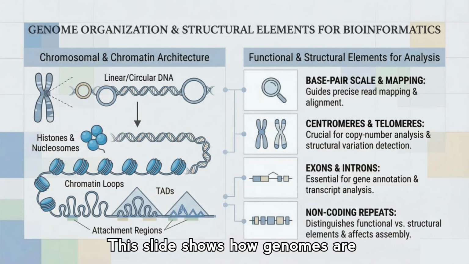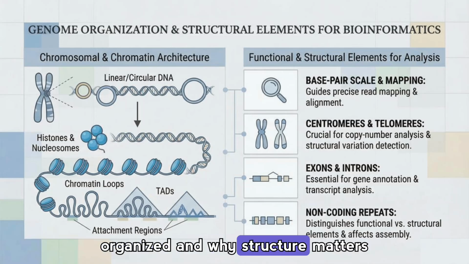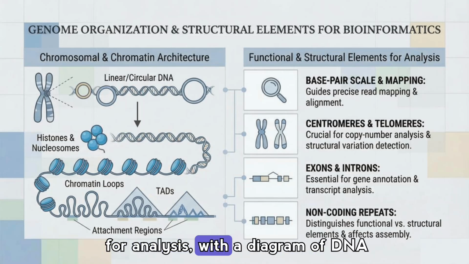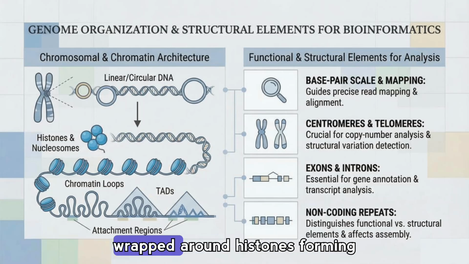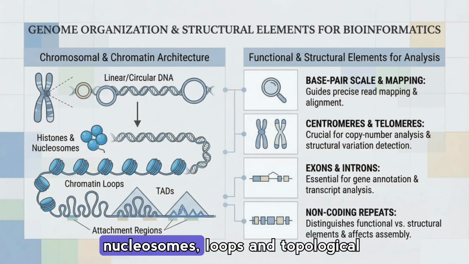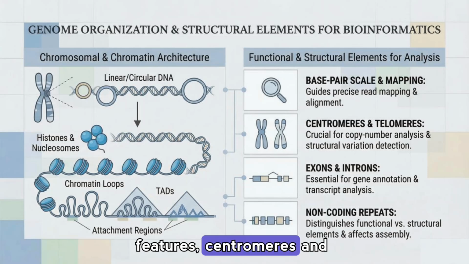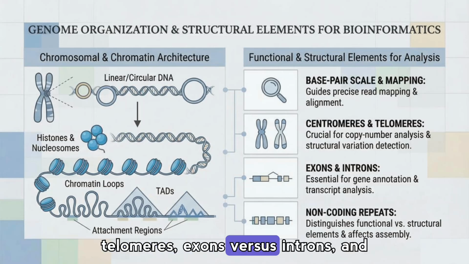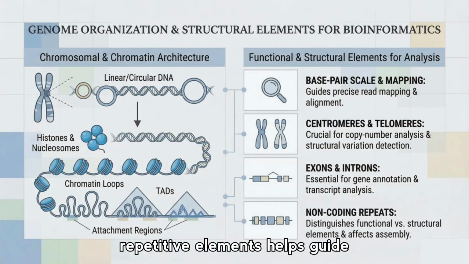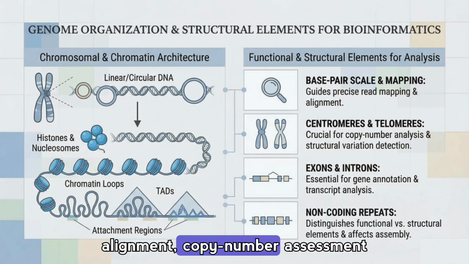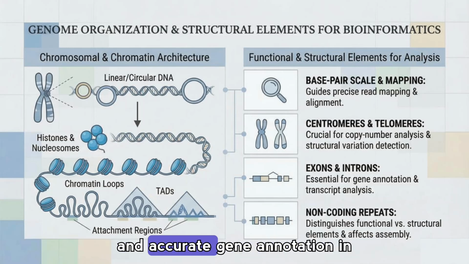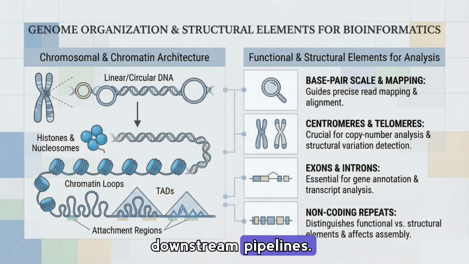This slide shows how genomes are organized and why structure matters for analysis, with a diagram of DNA wrapped around histones forming nucleosomes, loops, and topological domains. Knowing base pair scale features, centromeres and telomeres, exons versus introns, and repetitive elements helps guide alignment, copy number assessment, and accurate gene annotation in downstream pipelines.